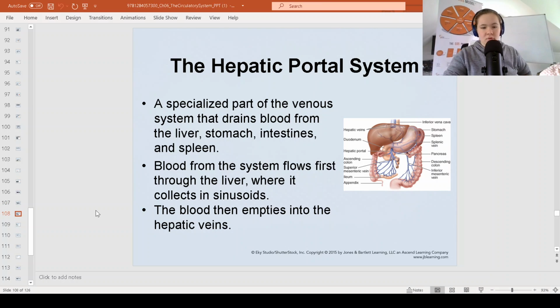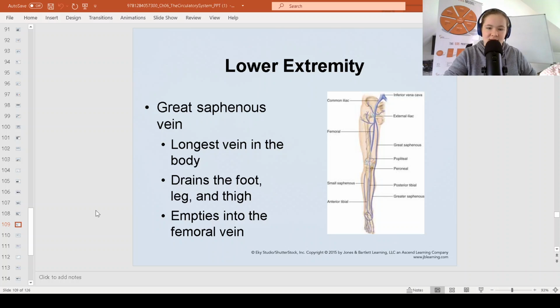The hepatic portal system is a specialized part of the venous system that drains blood from the liver, stomach, intestines, and spleen. Blood from the system flows first through the liver, where it collects in the sinusoids. This blood then empties into the hepatic veins.